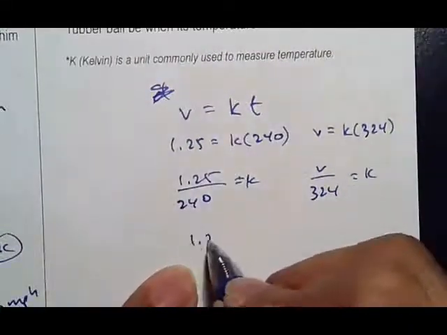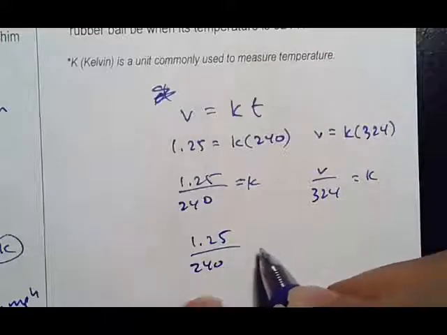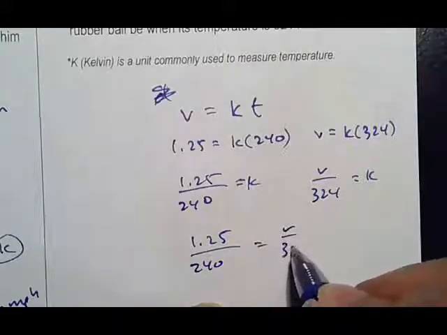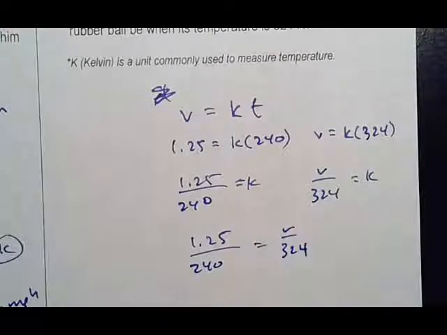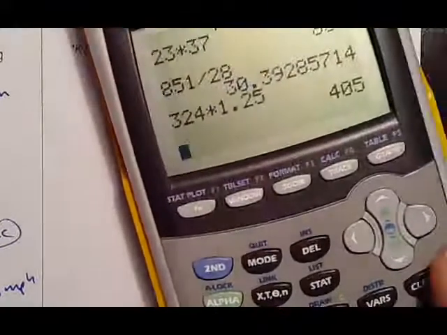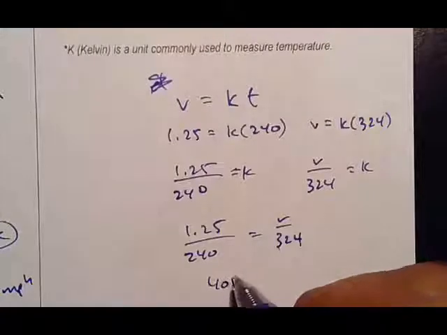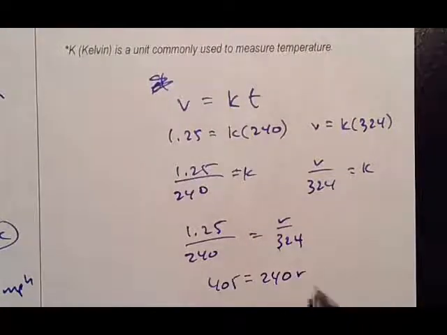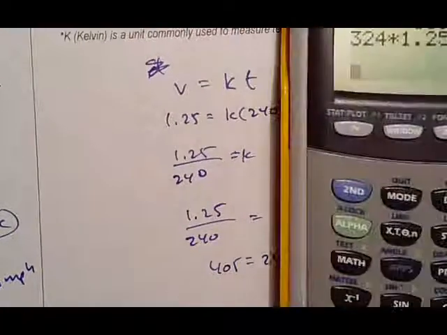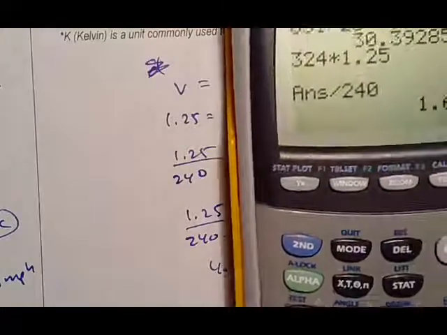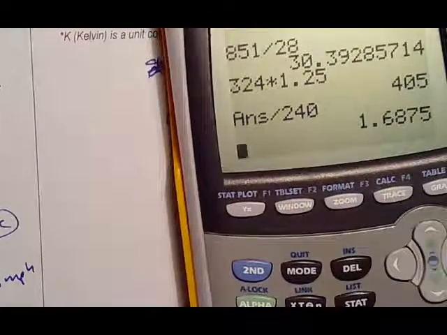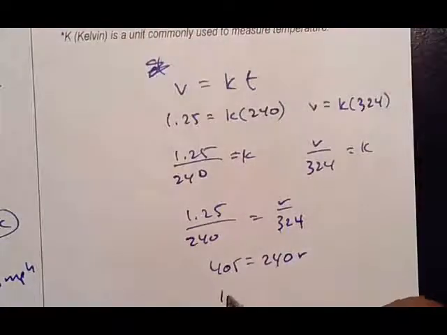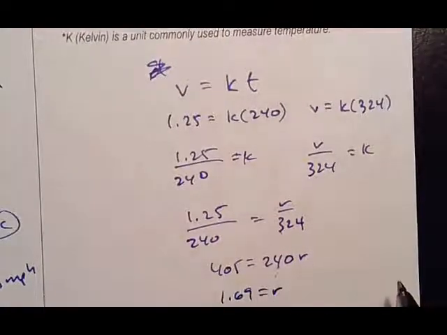And from there we set those two things equal to each other, which means we now take 324 times 1.25. I think that should be a whole number. You do get 405 equals 240V. Now you divide that by 240, getting 1.69 V.